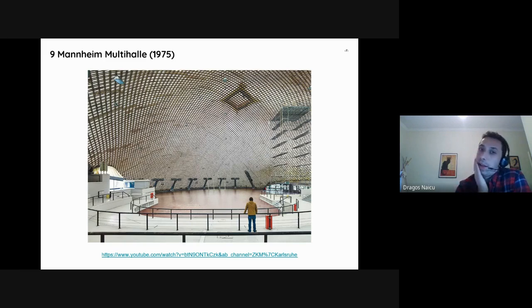So I think that kind of covers the fundamentals. I will talk a little bit about some of the elastic grid shell projects. Firstly, Manheim Multihalle, built in 1975 by Frei Otto with Arup engineers from the UK.